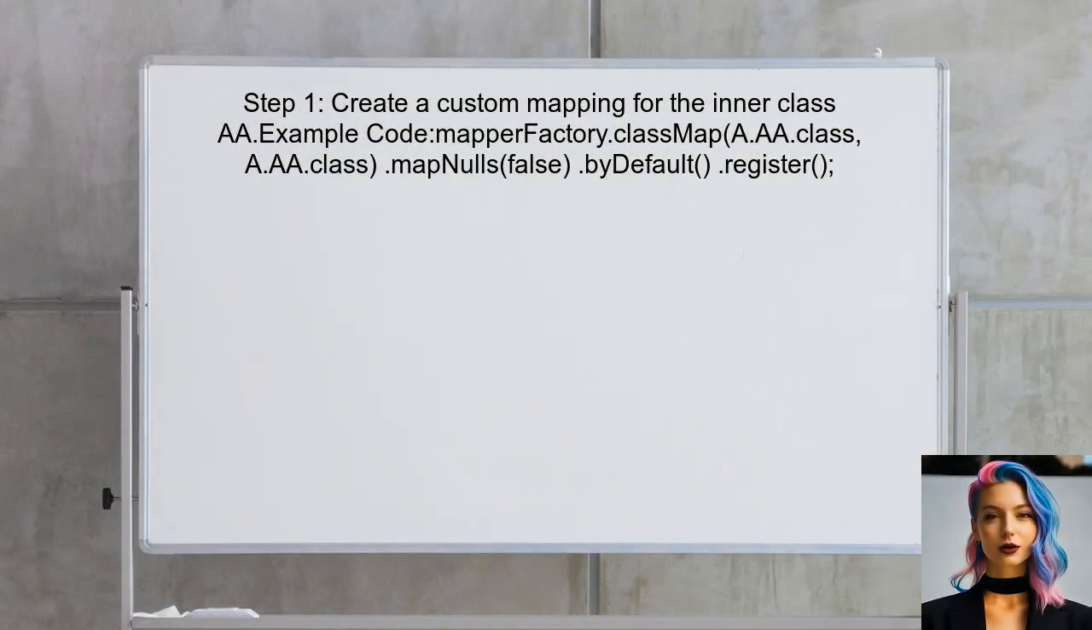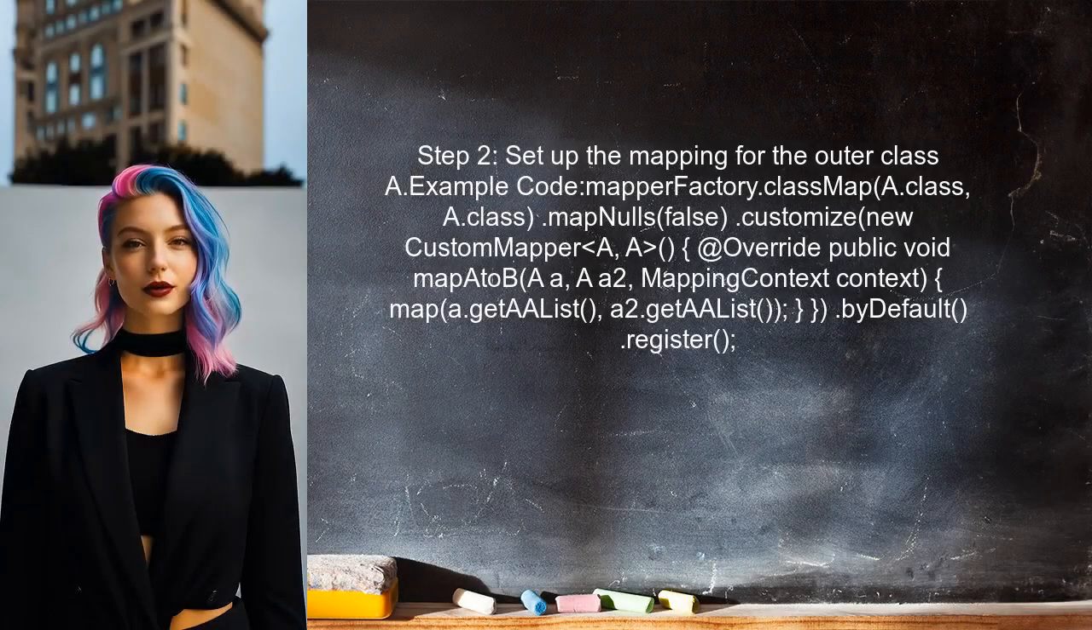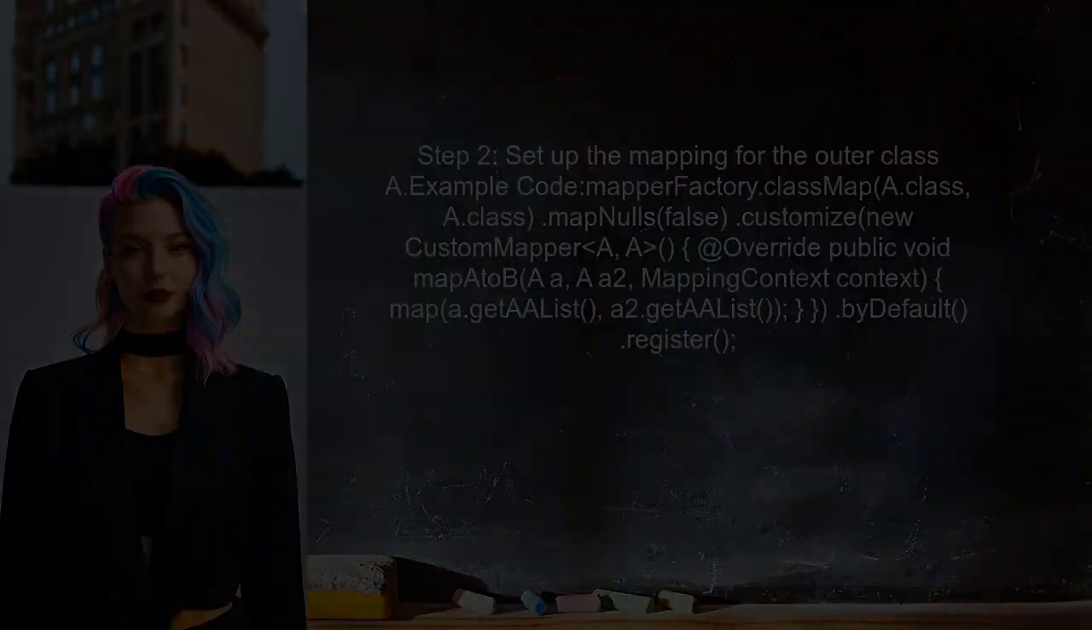To configure Orika for mapping null elements in the list, the user should start by creating a custom mapping for the inner class AA. This will ensure that null values are handled correctly during the mapping process. Next, the user needs to set up the mapping for the outer class A. This involves customizing the mapping to ensure that the list of AA objects is processed correctly.